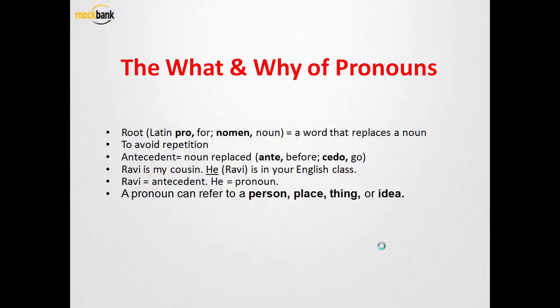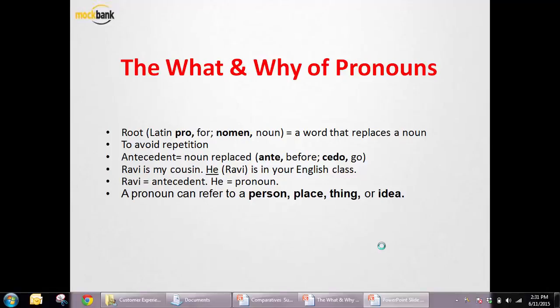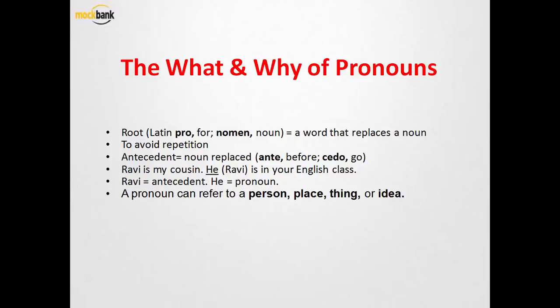Why do we use pronouns? We use pronouns to avoid repetition. An example could be when I say Ravi is my cousin and then he is in your English class. So what I am doing is replacing Ravi with a pronoun, he. That means he is the pronoun and Ravi would be called the antecedent of he.